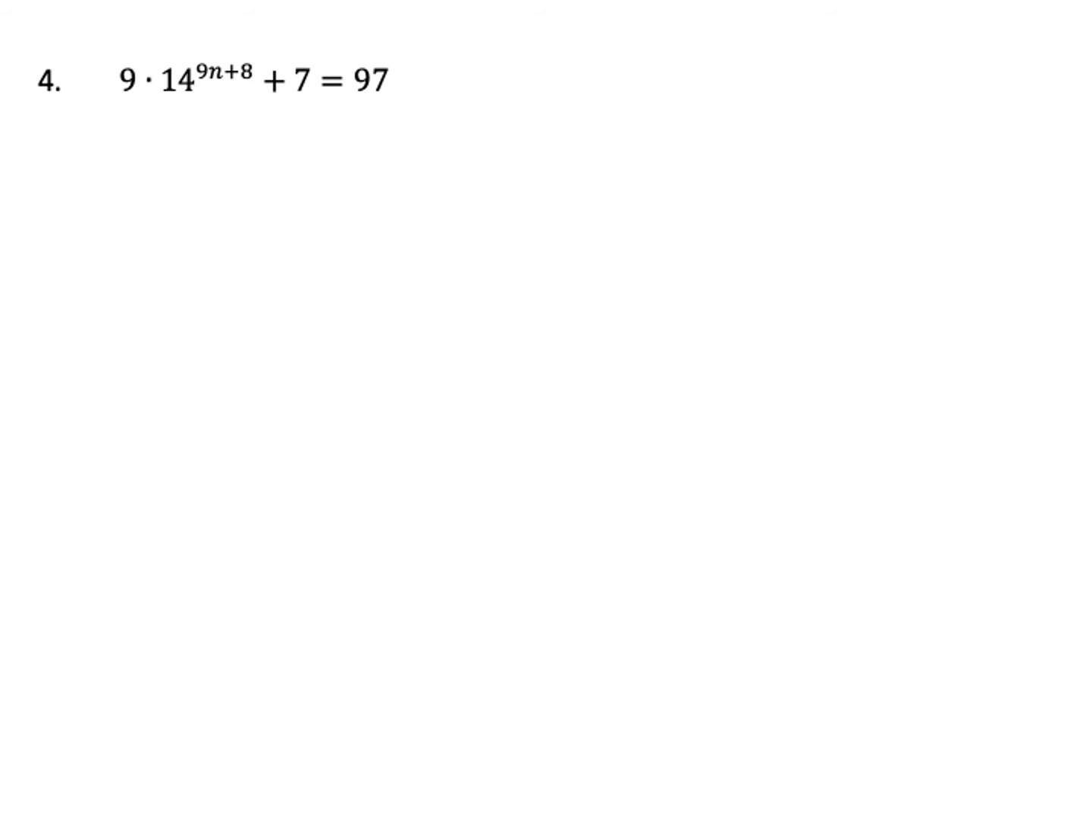All right, what about this one? Before I take the log of this, I want to isolate this 14 to the 9n plus 8. I'm going to treat this kind of like a variable, like this is 9x plus 7 is equal to 97. First, I want to isolate this, and I do that by doing the same thing as if this were just an x. First, I'm going to subtract out the 7, and then I'm going to divide out the 9. And I get this.